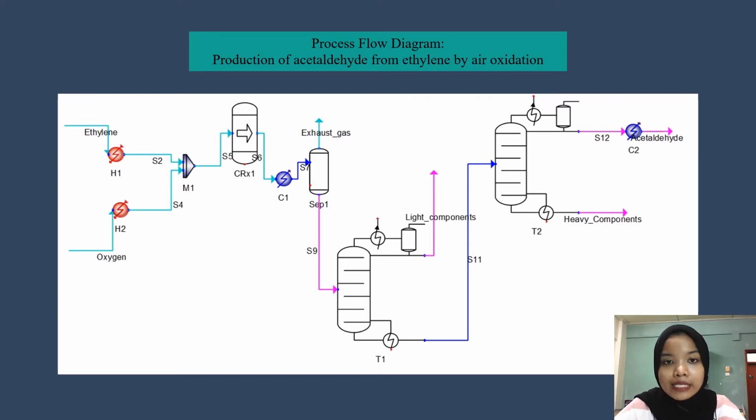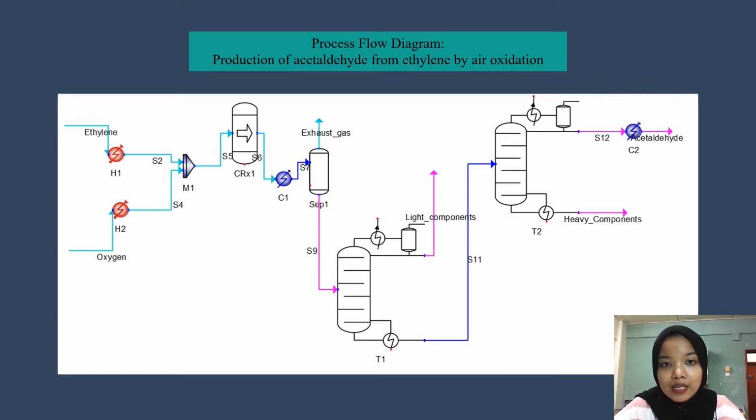So what happens here is ethylene and oxygen are fed into the reactor containing palladium chloride as catalyst, with the operating pressure of 400 kPa and temperature of 130 degrees Celsius. This leads to the production of acetaldehyde, water vapor mix, and unconverted gas. And then it goes to the scrubber where exhaust gas will be removed.